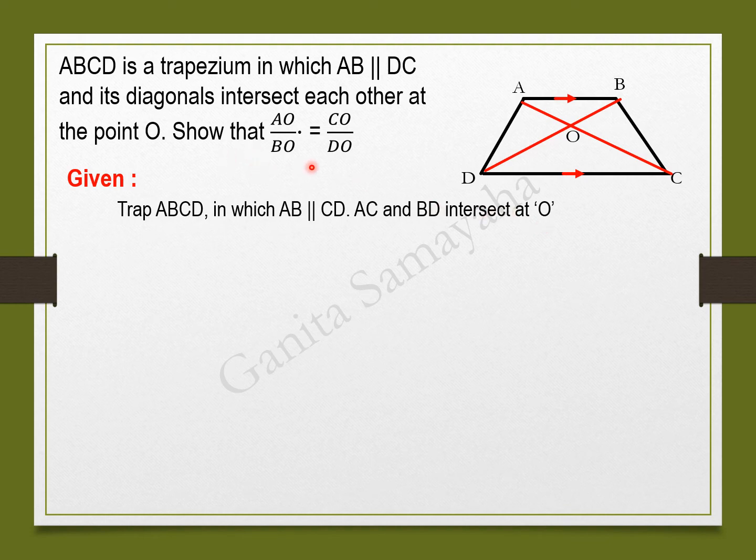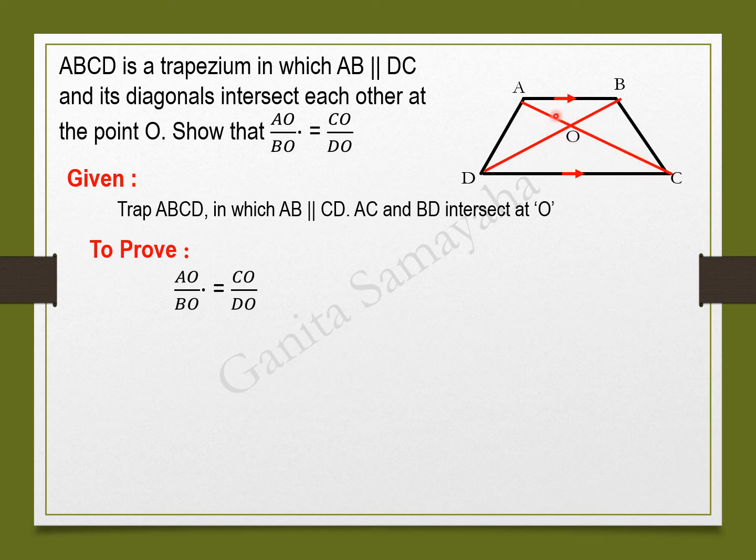This is what you have written. What have we to prove? AO by BO is equal to CO by DO. This is what we need to prove. Okay. I told you we will do a small rearrangement. That means instead of AO by BO, we will rearrange it and write it as AO by CO is equal to BO by DO. So we will aim at proving that AO by CO is equal to BO by DO, which means that AO by BO is equal to CO by DO. Simply because it is easier for us to prove this, isn't it, children?